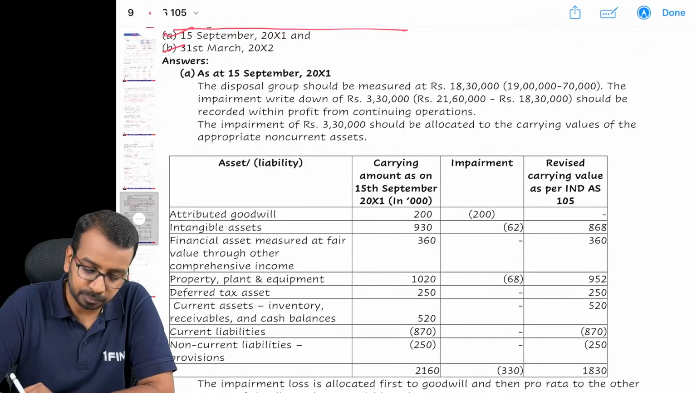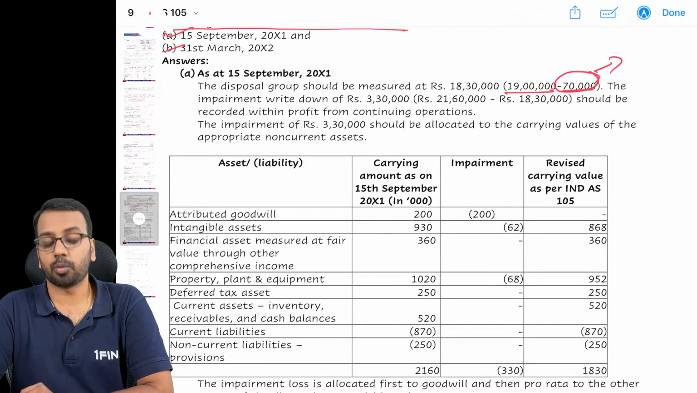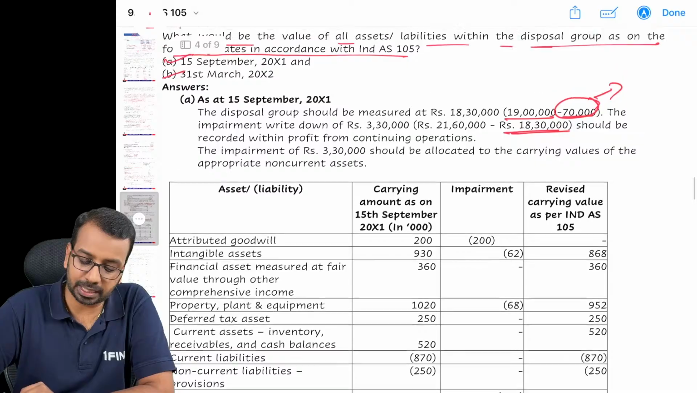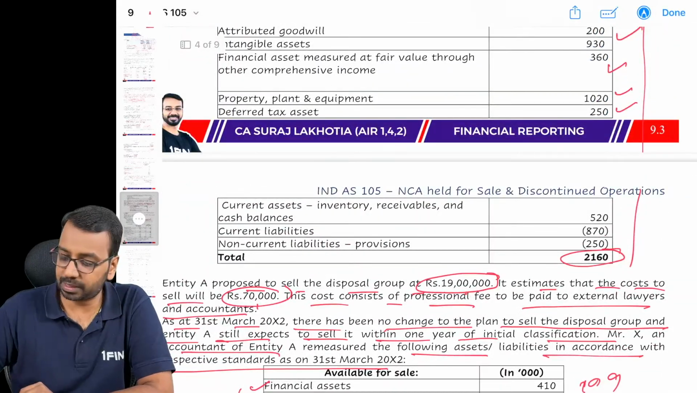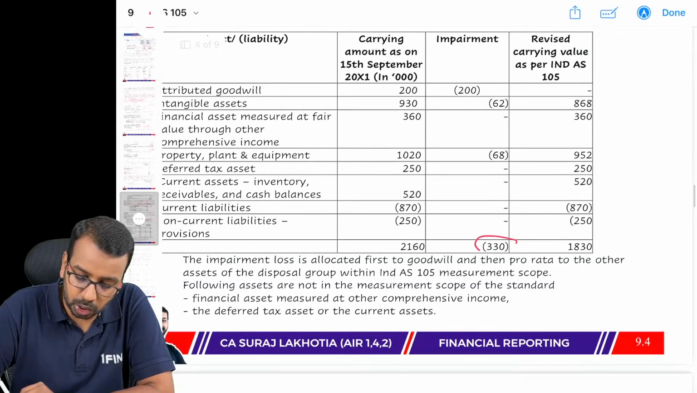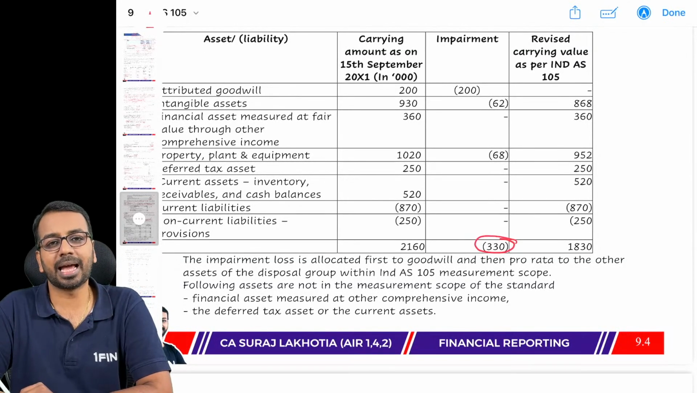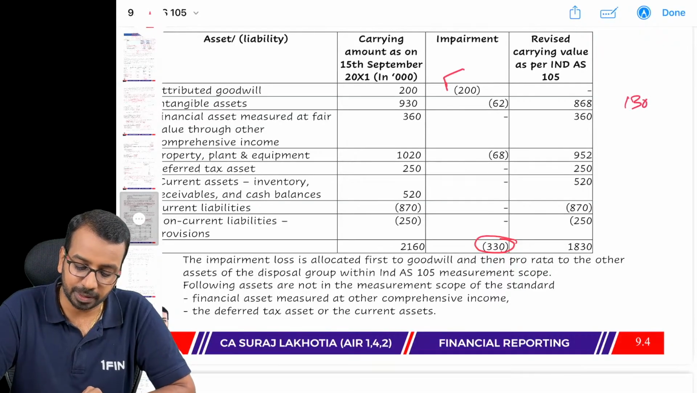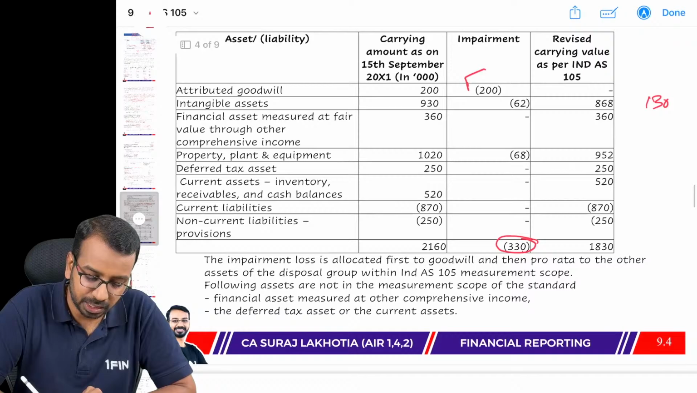So fair value less cost to sell is 70,000. This is given to us in the question, right? So the value will be how much? 18,30,000. What is the carrying amount? Carrying amount is 2160. So 2160 minus 1830, the loss is 330. How will we allocate that? We will first allocate to goodwill, 200 gone. So how much is left? 130. That 130 we will allocate to intangible assets.